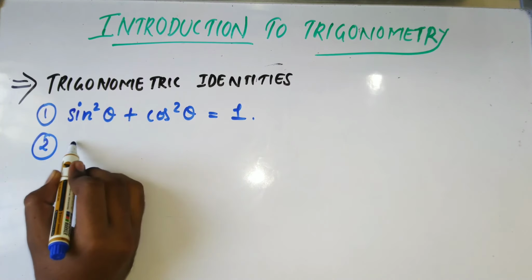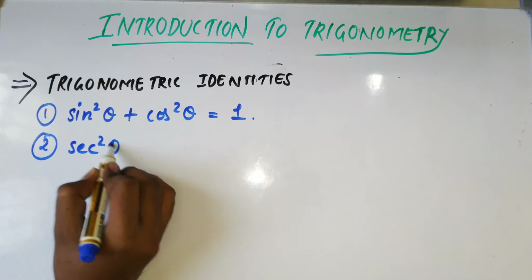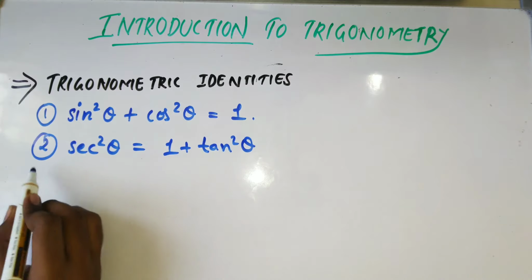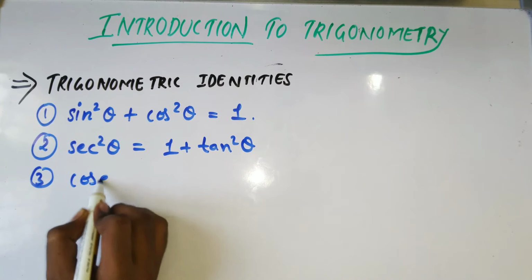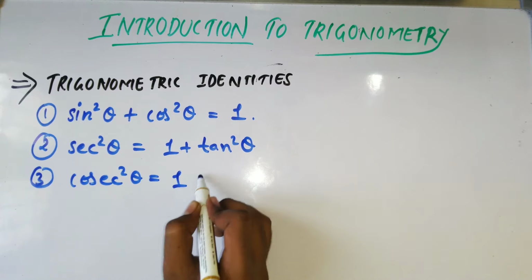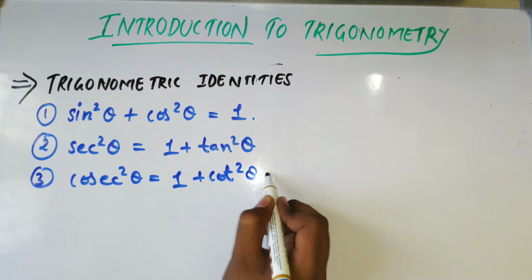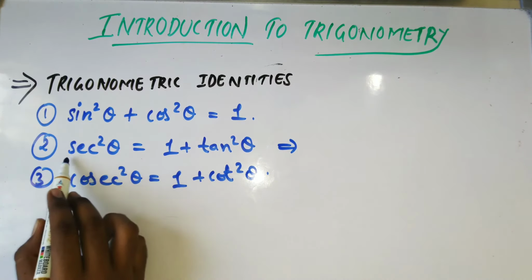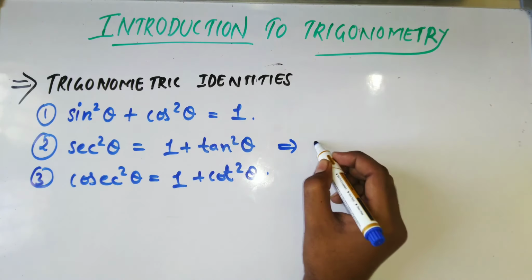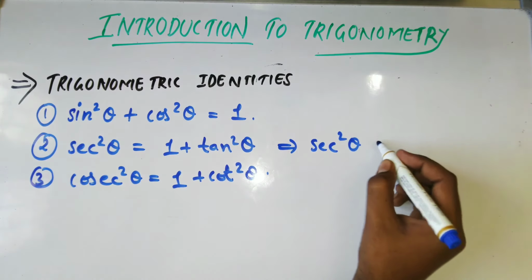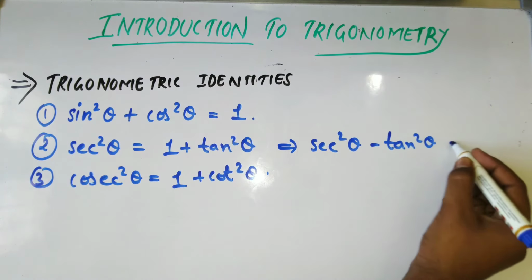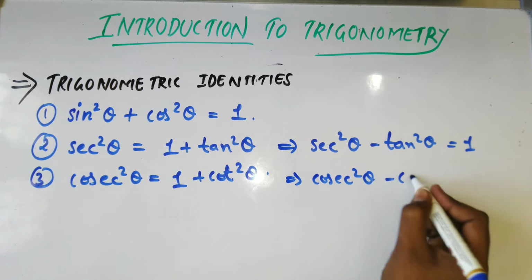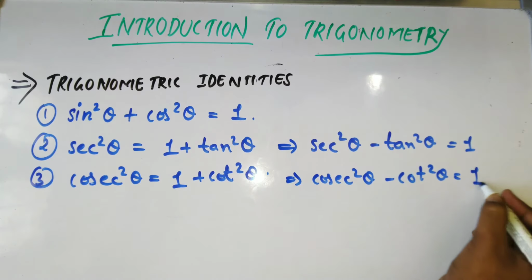The second one, secant square theta equals 1 plus tan square theta, and cosecant square theta is equal to 1 plus cot square theta. So you can take it to the other side also: secant square theta, you can take tan square theta there also. This implies secant square theta minus tan square theta will be equal to 1, and here cosecant square theta minus cot square theta will be equal to 1.